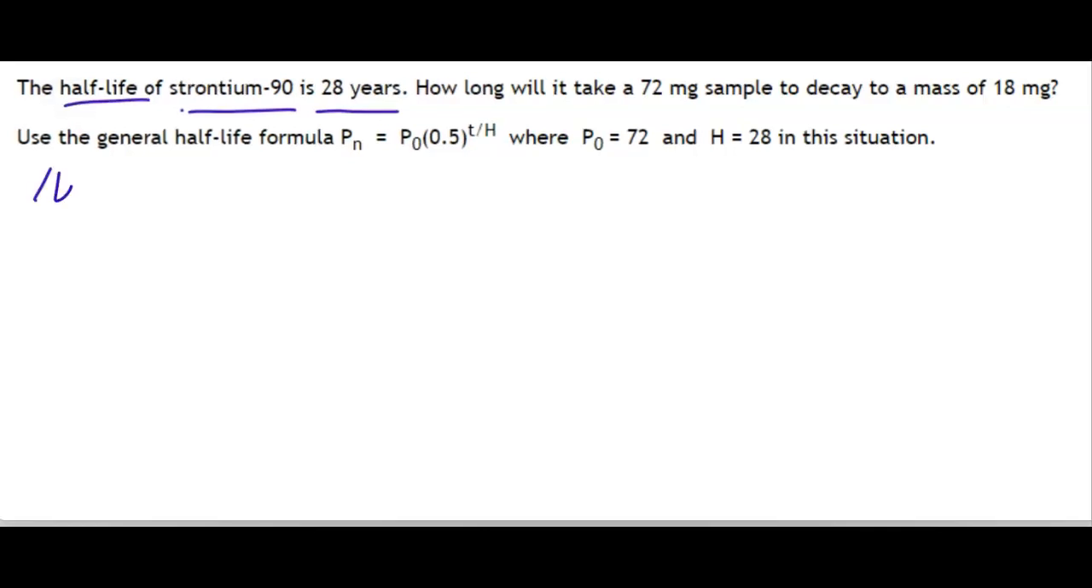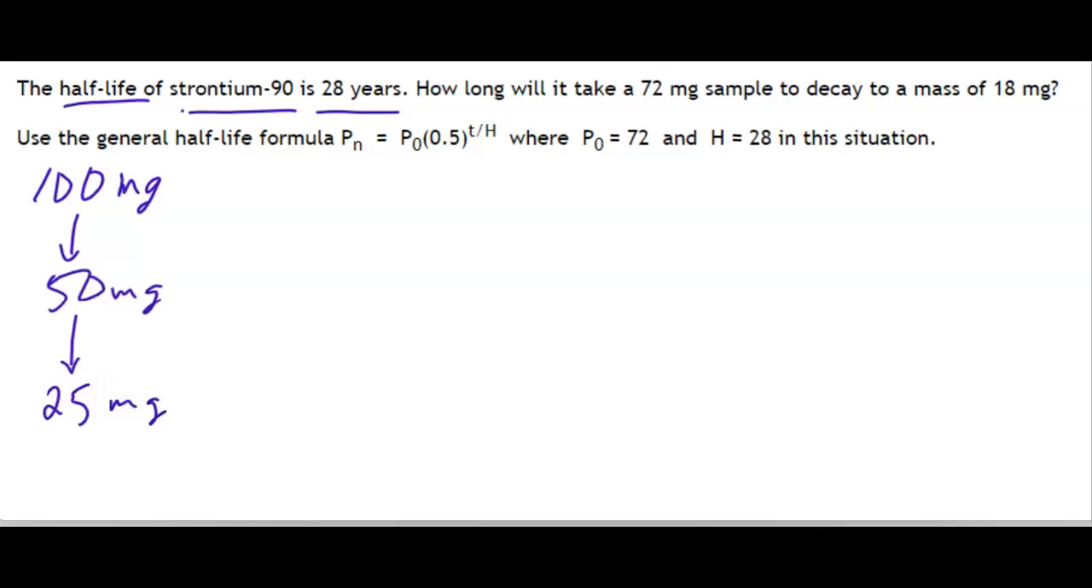So if you start out at, let's say, a 100 milligram sample, after 28 years go by, you would then have 50 milligrams, approximately. And then after another 28 years, you'd only have 25 milligrams. And then another 28 years, you'd have 12.5 milligrams, and so on. So that's what a half-life means. Every 28 years, it is cut in half.